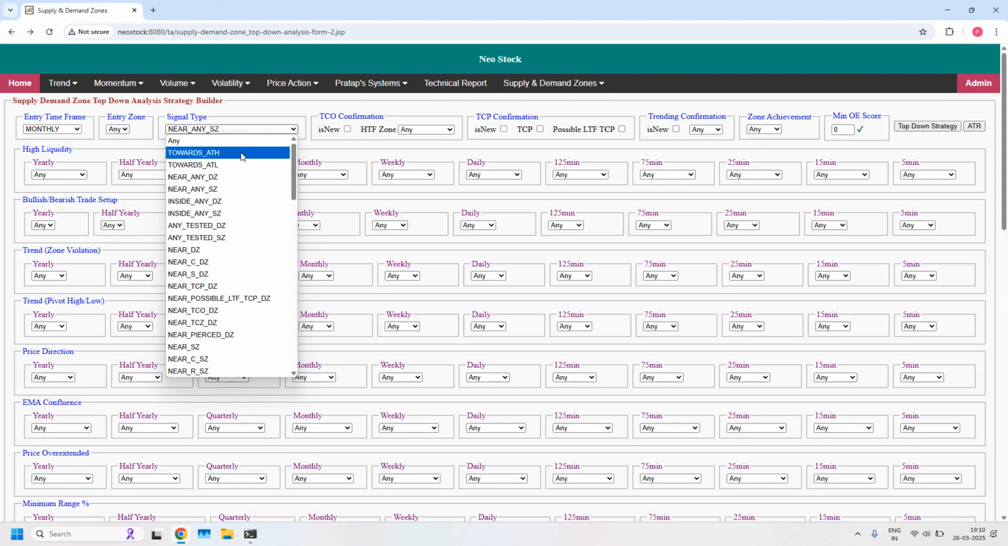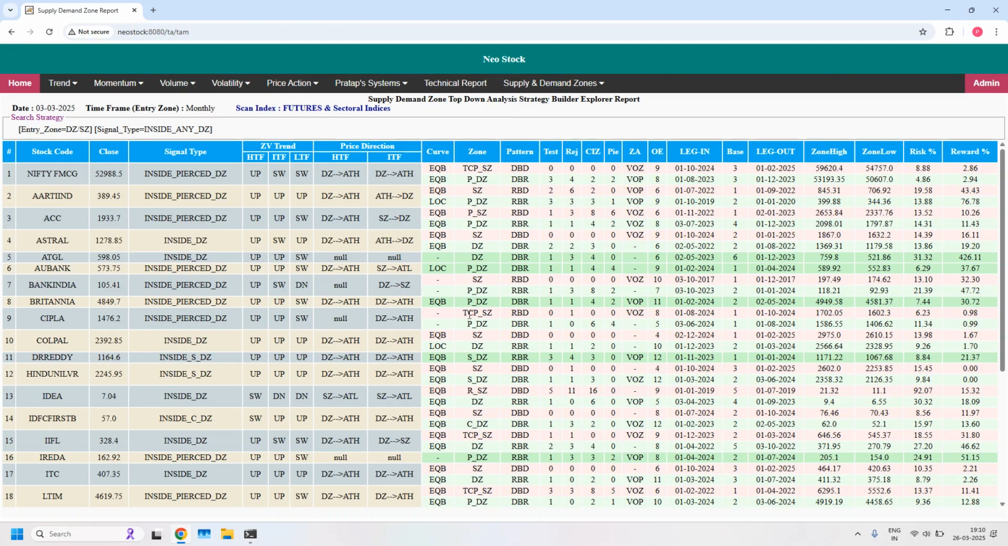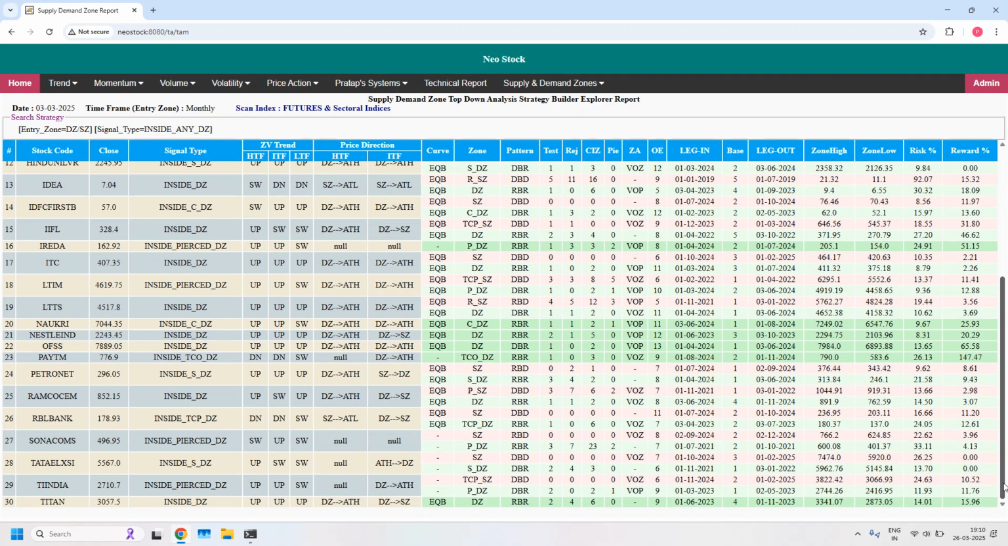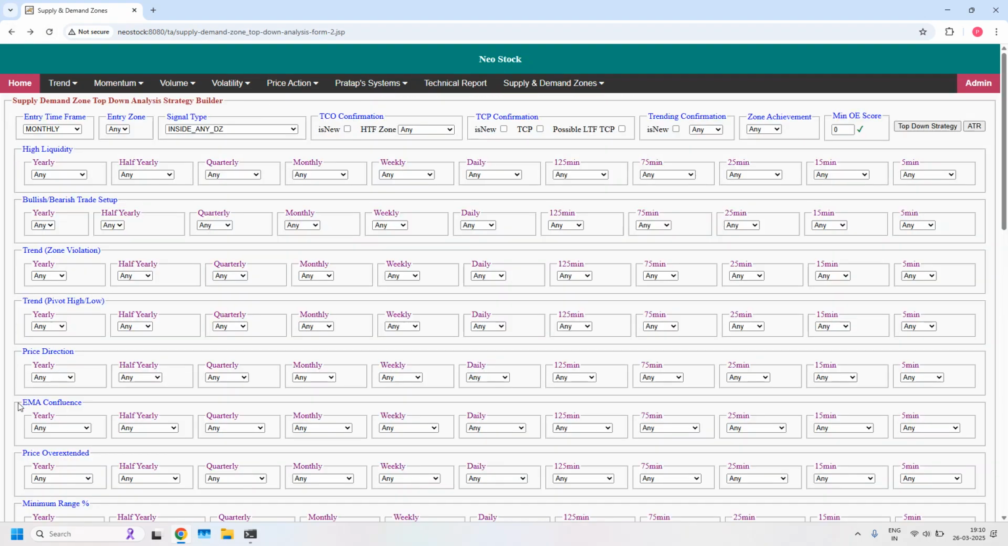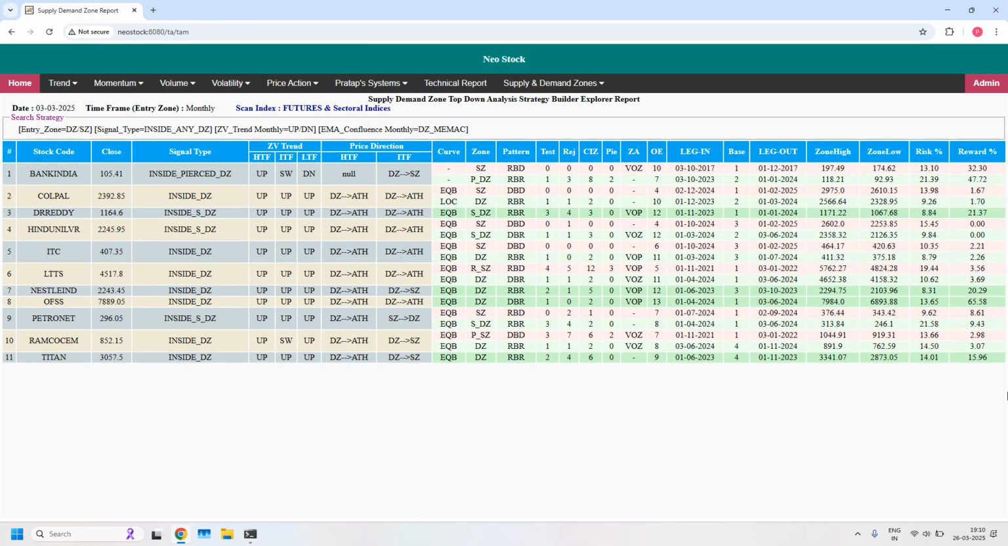Next, price closed inside the monthly demand zone. First 18 stocks in the list. Scrolling the list down. So total 30 stocks are filtered. We can further filter based on monthly demand zone having monthly EMA confluence, and trend on the monthly either up or down. With these filters, we got 11 stocks.